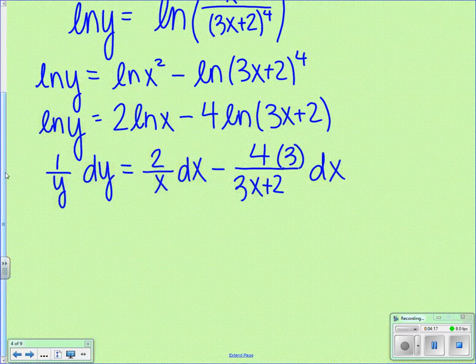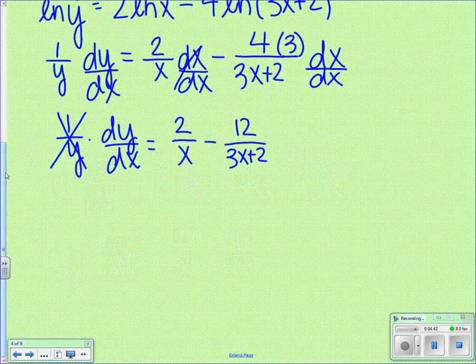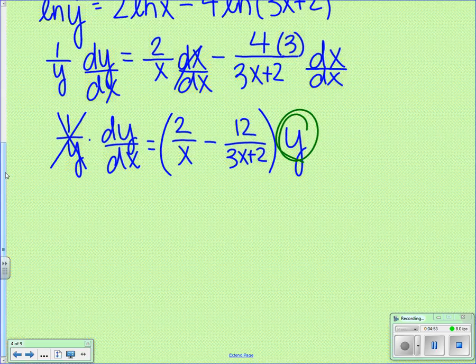So now we need to solve it for dy over dx. So I'm going to divide this right side, both of them by dx. And so I have 1 over y times dy over dx equals 2 over x minus 12 over 3x plus 2. At this point, you want to multiply both sides by y so that this one over here will go away. And now the only thing you have left to do is to actually plug in what your y is, because we can't have a y here in our function.